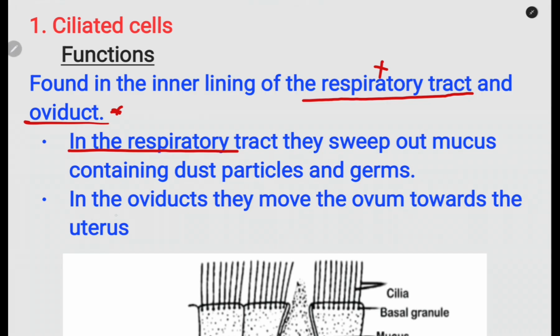Then, in the oviduct, they move the ovum toward the uterus. The ovum is the egg, okay? And the uterus is the female reproductive organ. We are going to discuss that as we reach there, when we do reproduction at some point. At the moment, we can just end here.